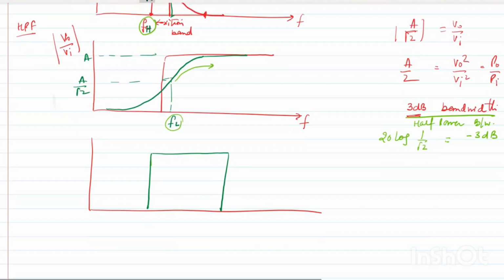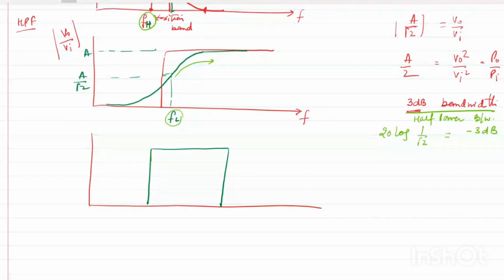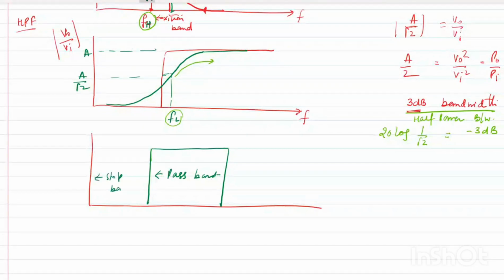Yes, a band pass filter passes a band of frequency. So this is the pass band, and this is the stop band. This is also a stop band. Now this is an ideal filter. Let us draw the practical filter.